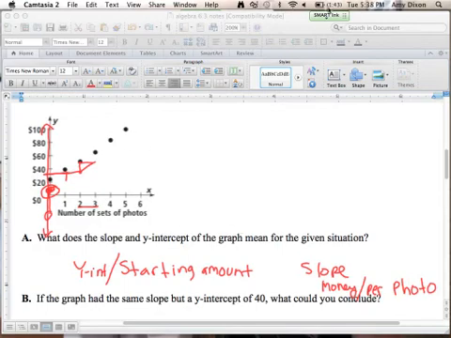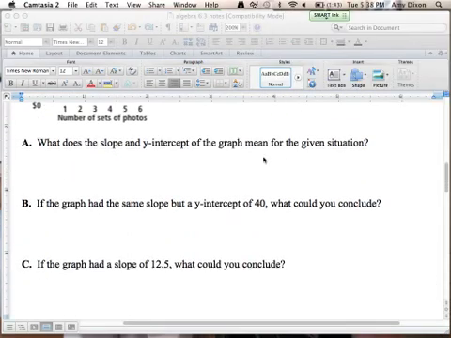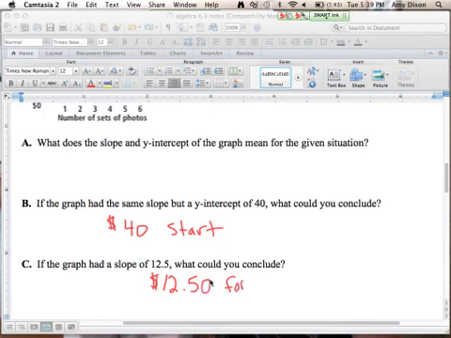Now let's look at question B. If the graph had the same slope but a y-intercept of 40, what could we conclude? Let's put some values to the slope and y-intercept. If the y-intercept is 40, that means we have $40 to start. And if the graph had a slope of 12.5, that would mean that for each photo packet they earn $12.50. So that is what our slope and y-intercept would mean for that situation.